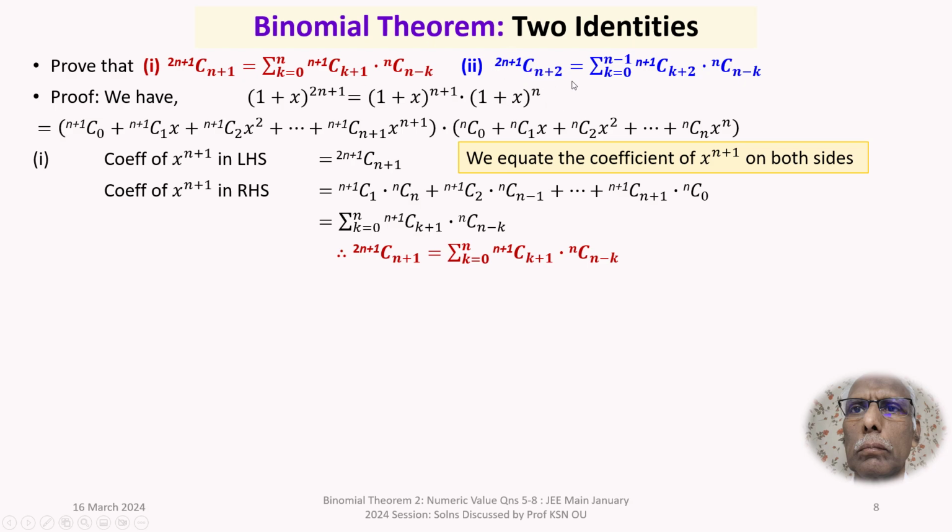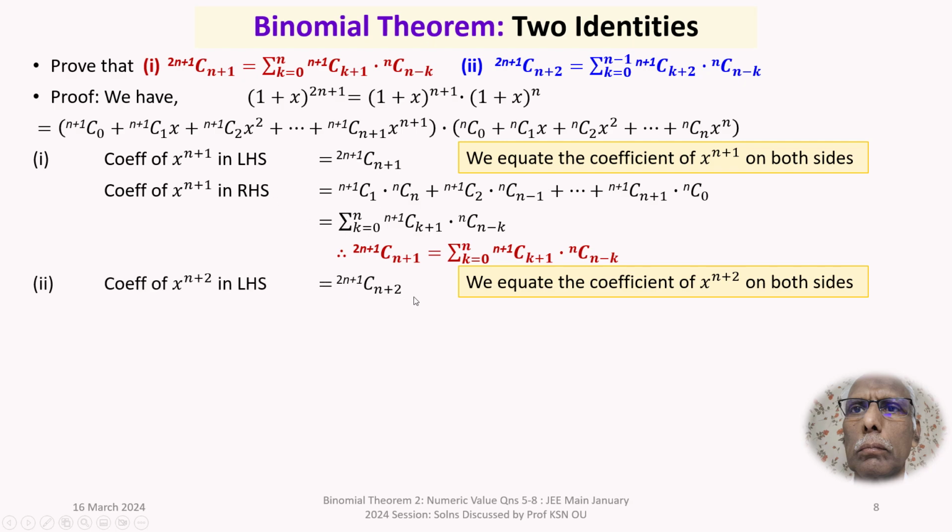2n+1 C n+2 will tell you to equate the coefficient of x to the power of n+2 on both sides. On the left hand side, it will be 2n+1 C n+2. And on the right hand side, you take an x square here, multiply by nCn x to the power of n, you will get x to the power of n+2. And for these, there are no contributions because the next terms of x to the power of n in the second factor are not there.